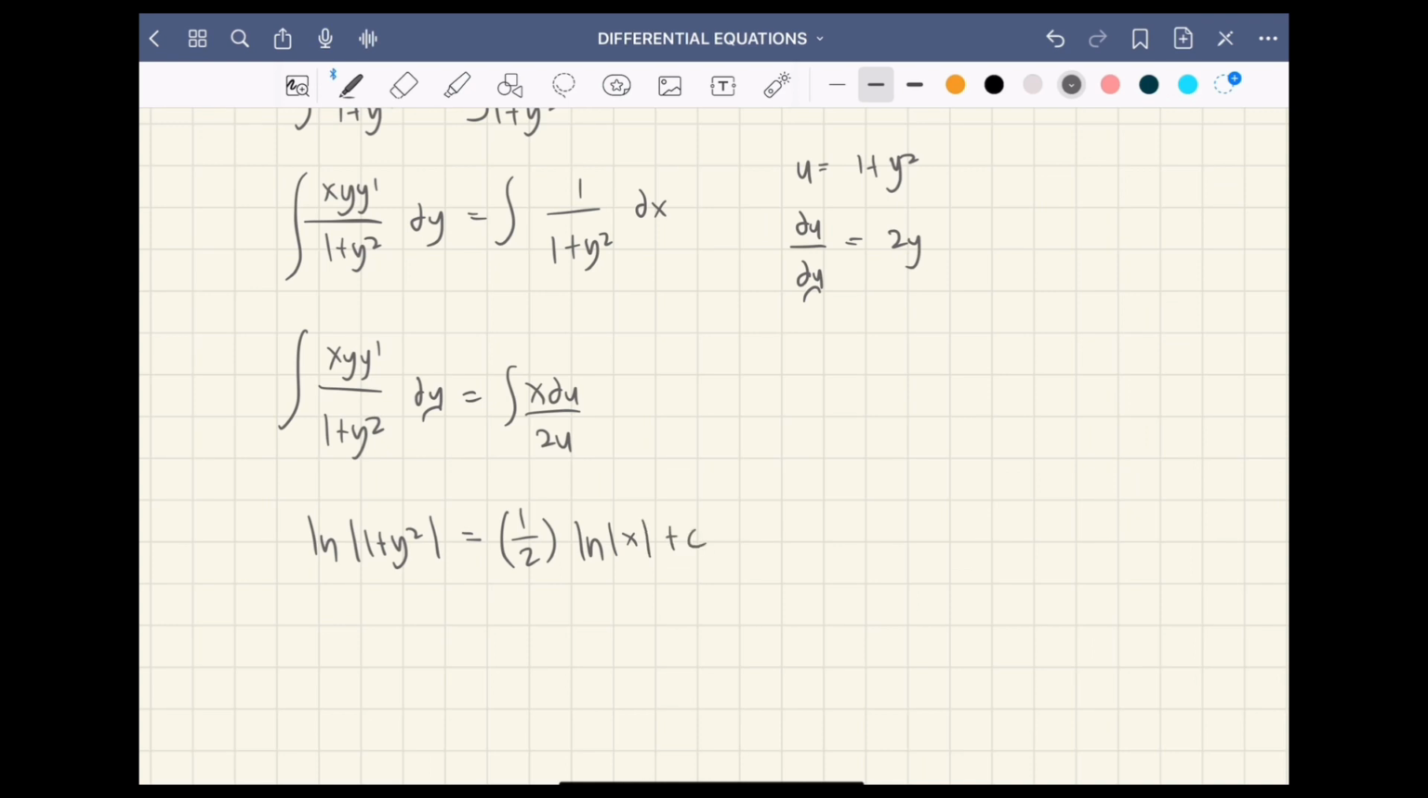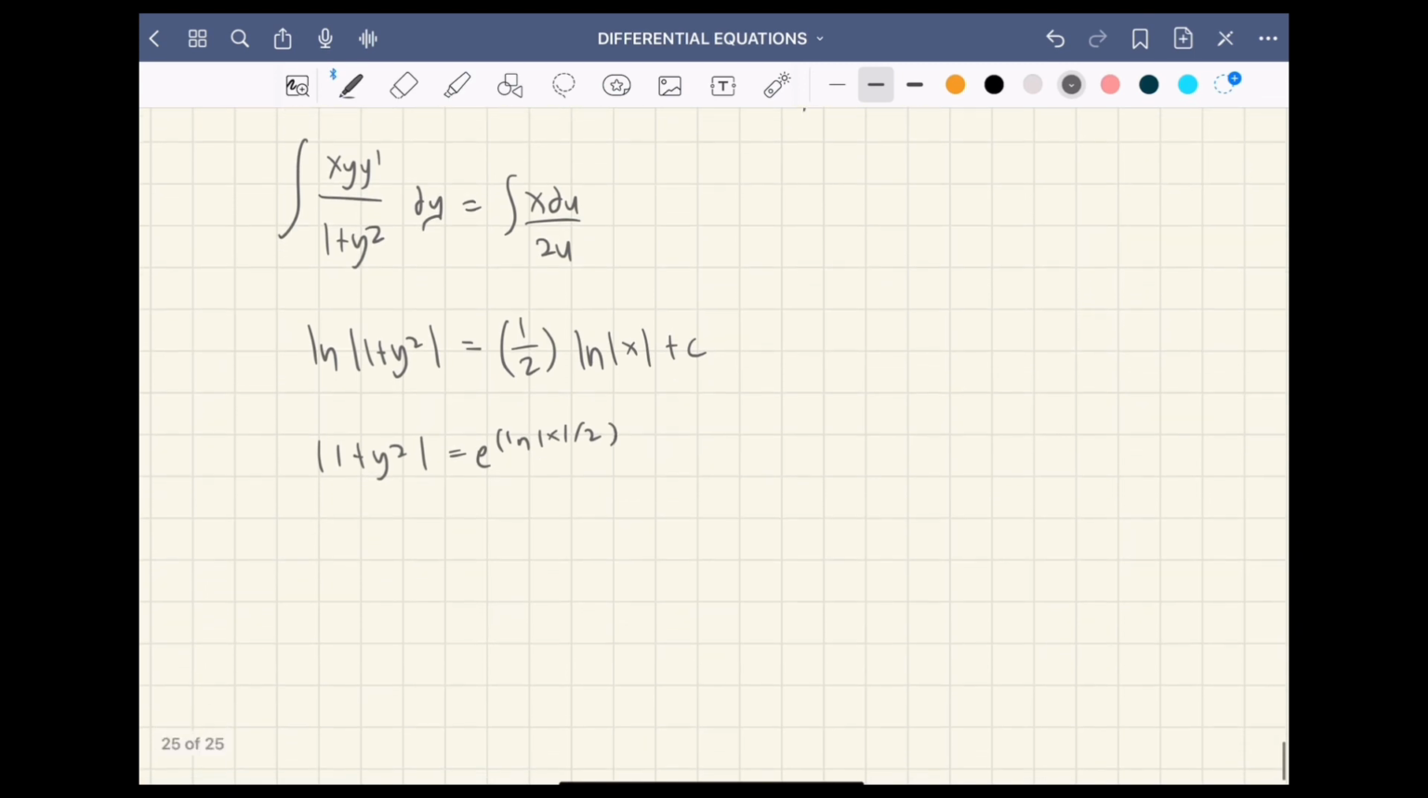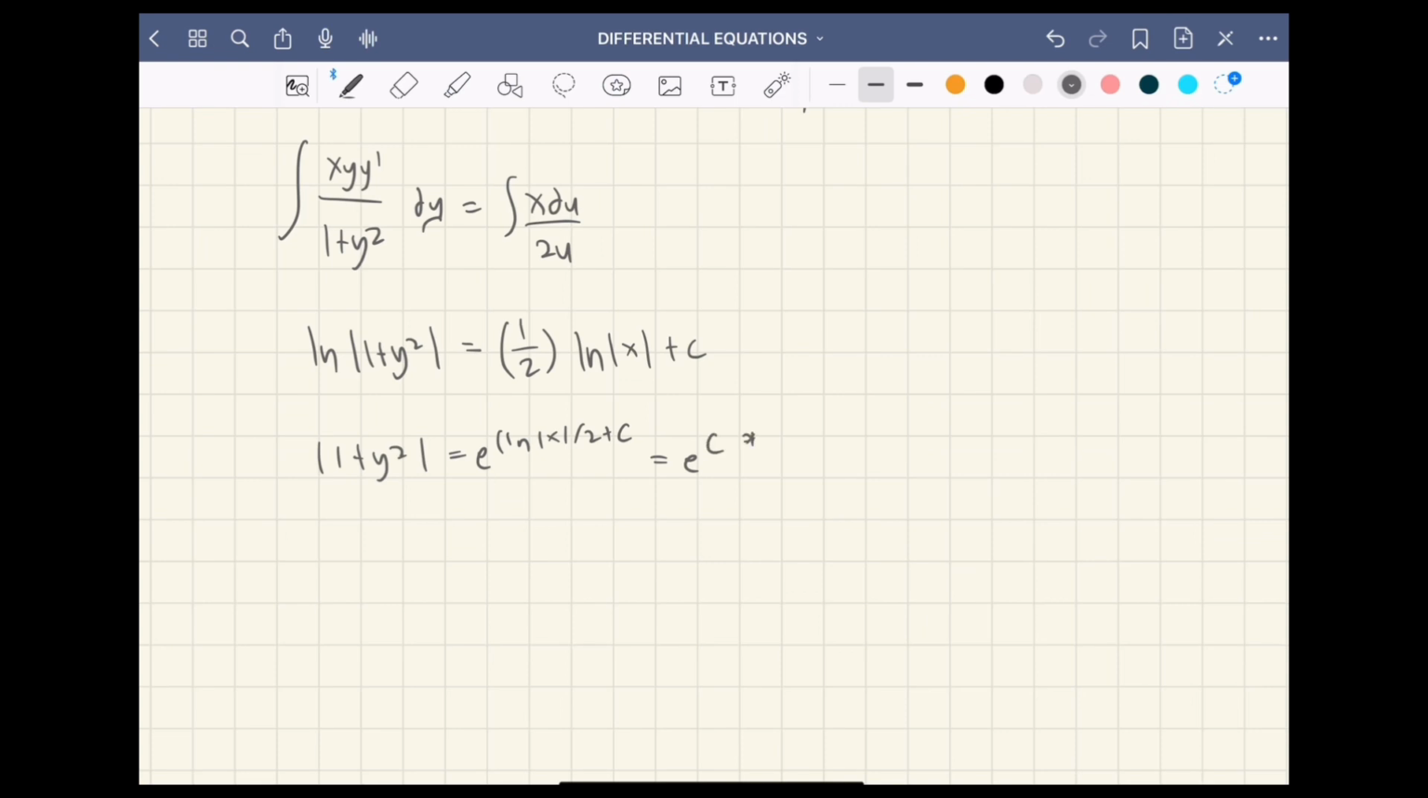Where c is the constant of integration. Solving for y, we get 1 plus y squared equals e raised to ln of x over 2 plus c, which equals e raised to c times e raised to ln of x over 2.